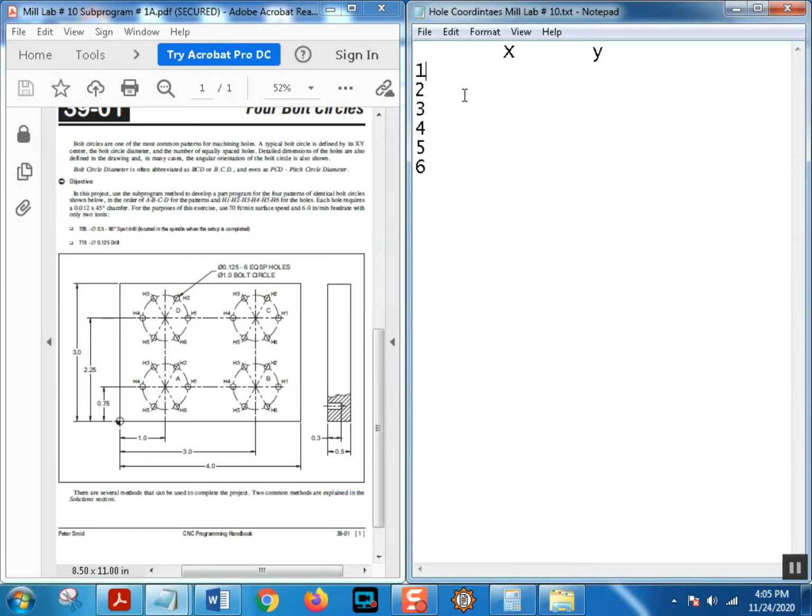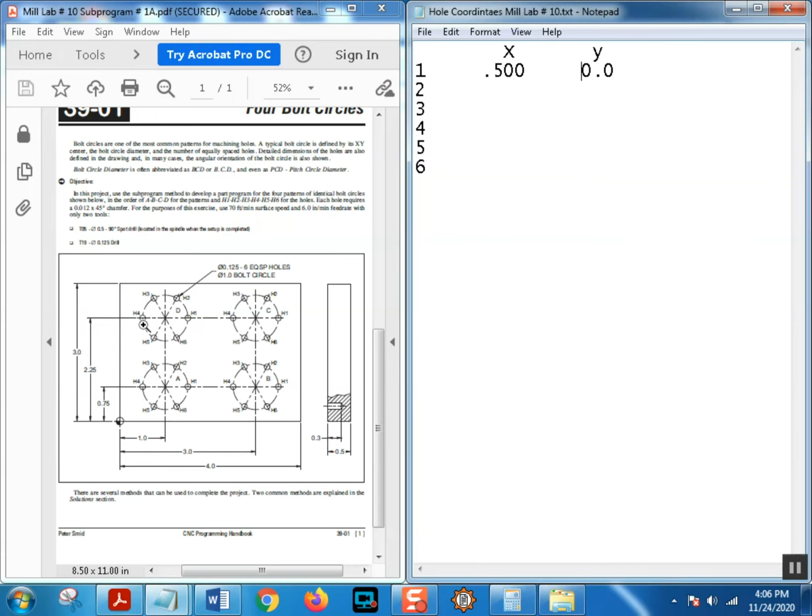So let's tab over here and bring that back up. That one looks like X is going to be 0.5, and Y is going to be 0. All right.